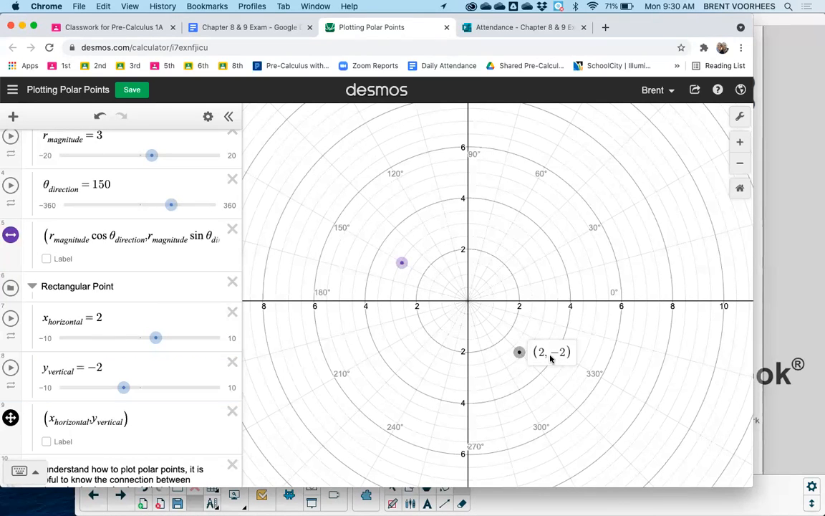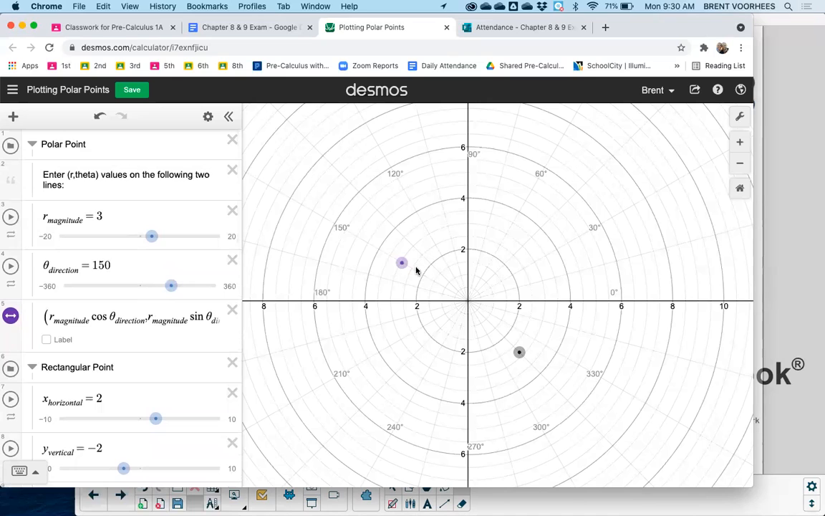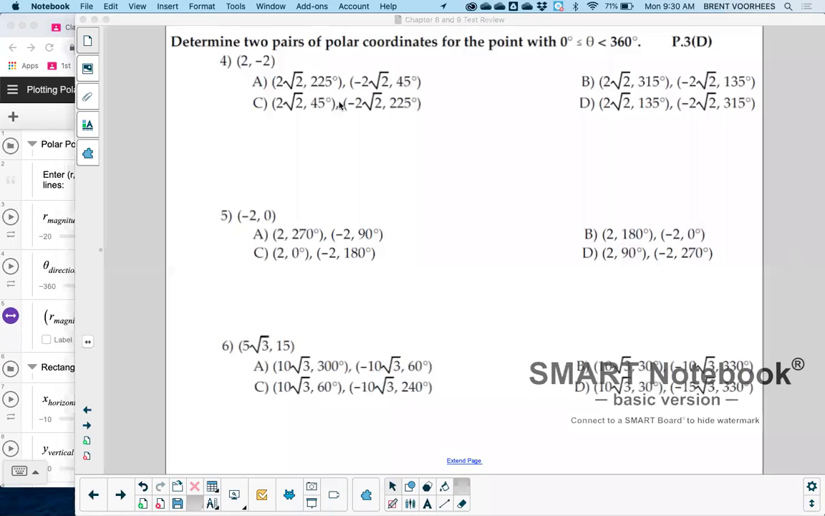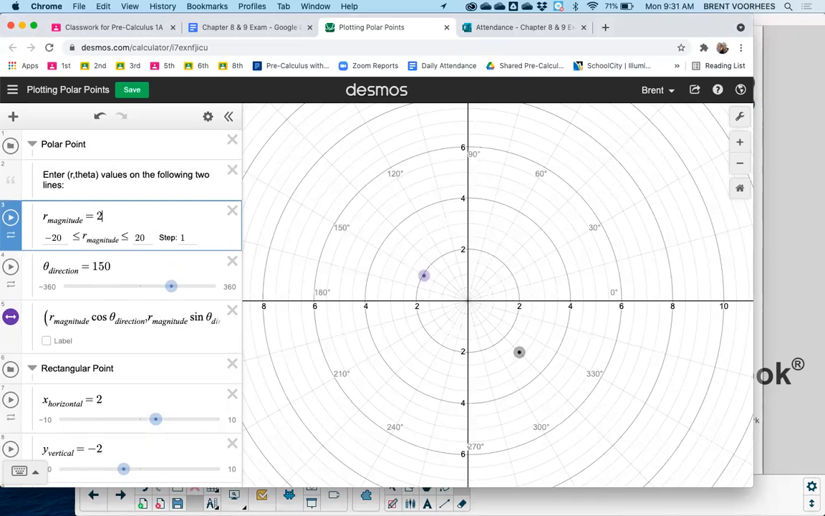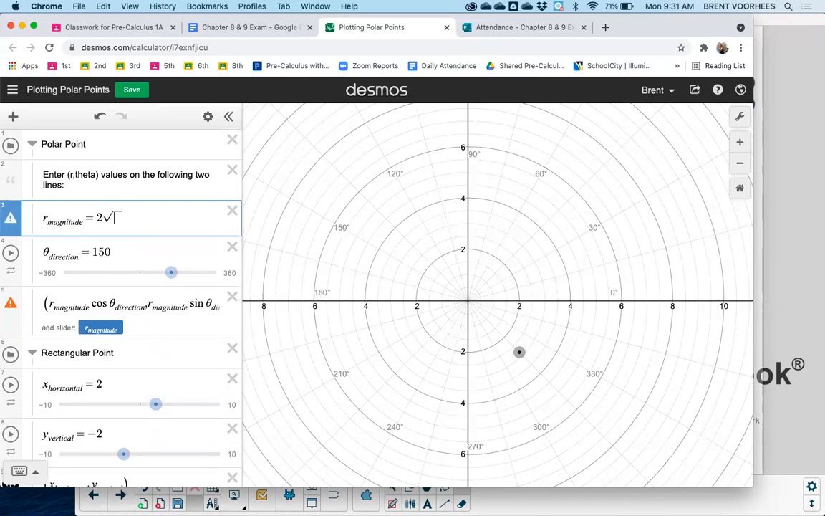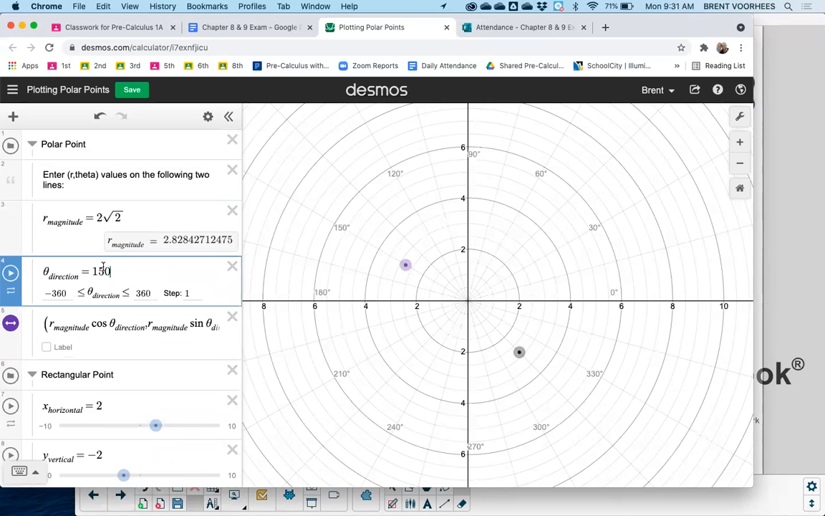Unfortunately, you can't just click it because Desmos will always give you the rectangular form. So this time around, I'm going to have to just plug in, guess, and check until I find the one that overlaps. So the first one here is 2 square roots of 2 and 225. I'm going to check my mode. I am in the correct mode. I'm in degrees. So my magnitude here that I'm trying is 2 square root of 2 and 225 degrees. You can see that does not overlap.